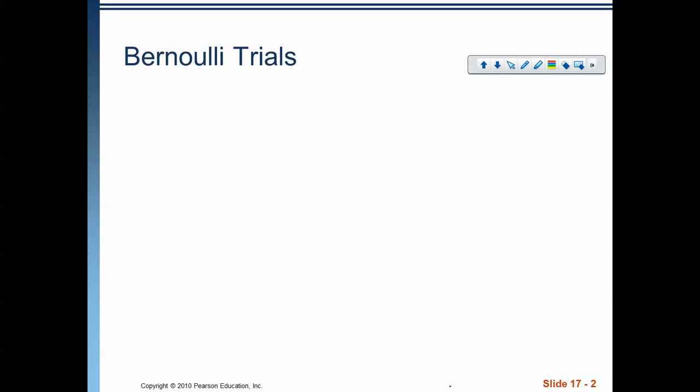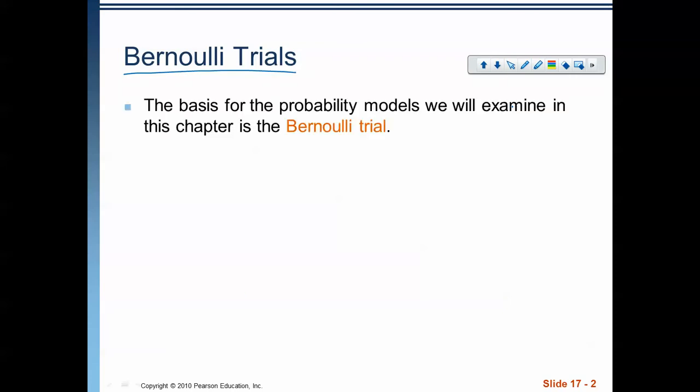The first thing we need to understand before we can talk about these two types of models are these things called Bernoulli trials. Bernoulli was a mathematician, one of the instrumental people when we talk about probability. All of the models in this chapter use what's called a Bernoulli trial as the basis for how we determine if we use the model.